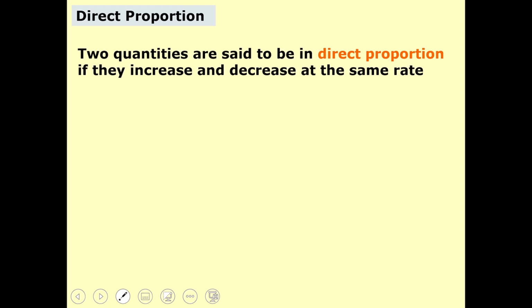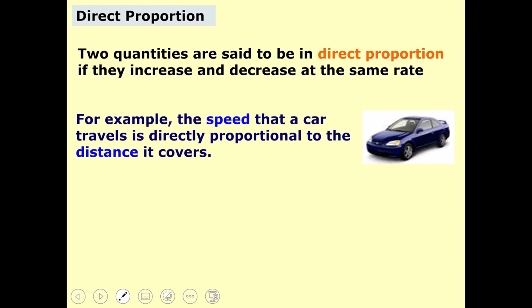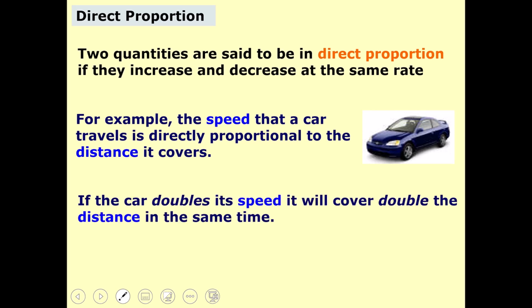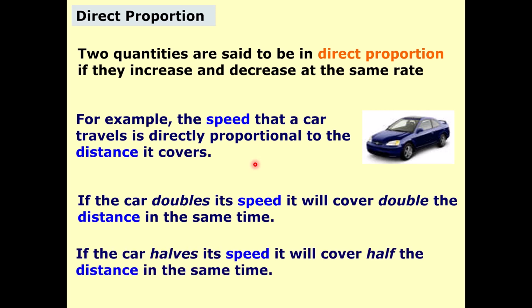So, for example, the speed that a car travels is directly proportional to the distance it covers. If a car doubles its speed, it will also double the distance within the same time. So those two quantities, speed and distance, are in direct proportion because they are increasing at the same rate. Same again, if the car halves its speed, it will cover half the distance in the same time. So they're in direct proportion because they are decreasing at the same rate.